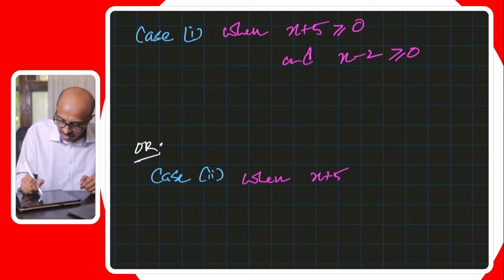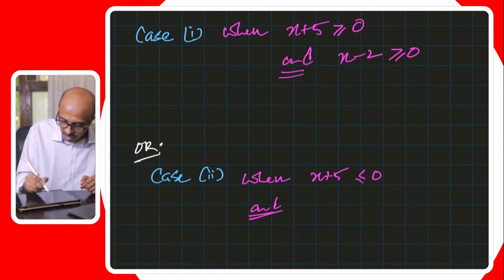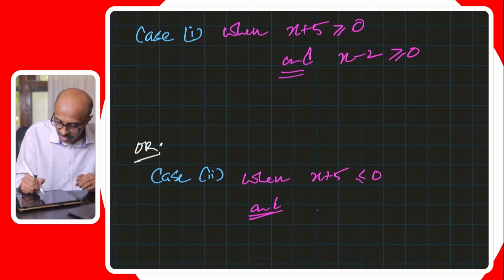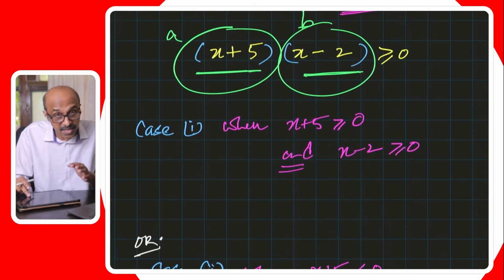x plus 5 is less than or equal to 0. And that's the keyword, right? Both being of the same sign at the same time, all right? That's important. x minus 2 should be less than or equal to 0. Now we solve each of these linear inequalities, okay?